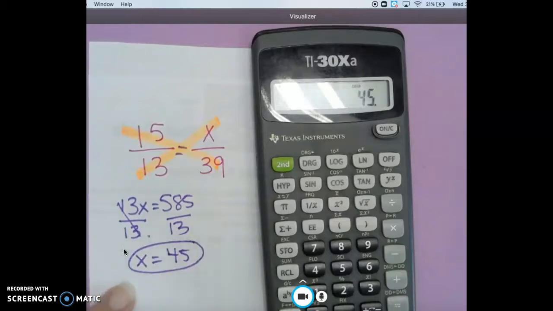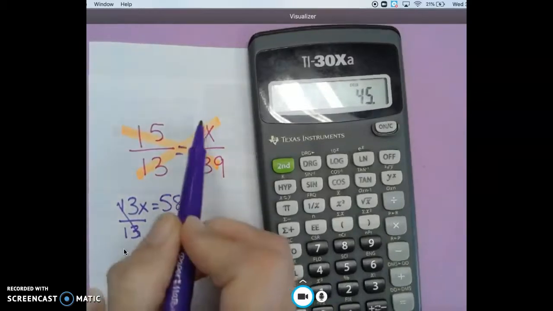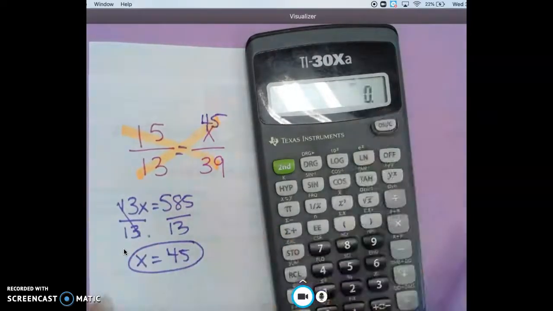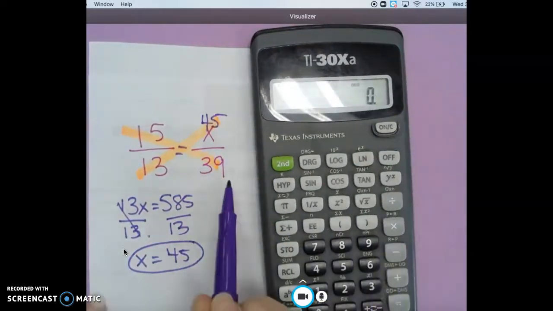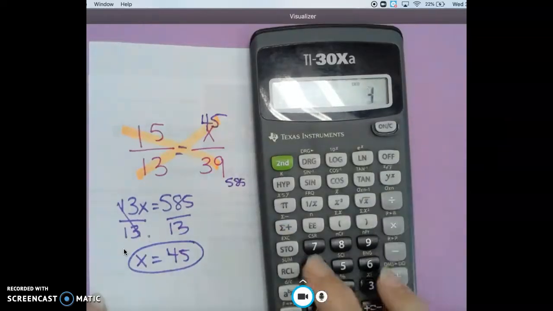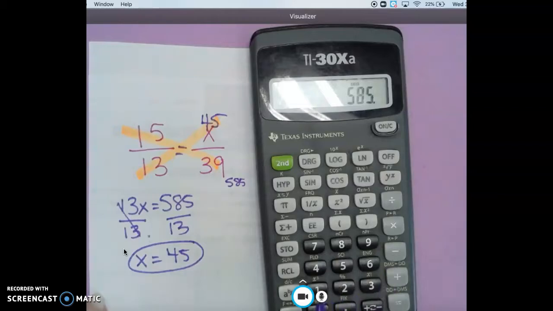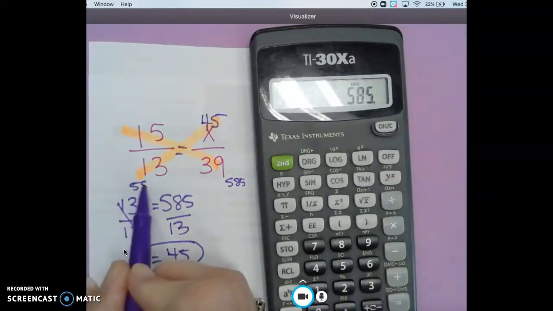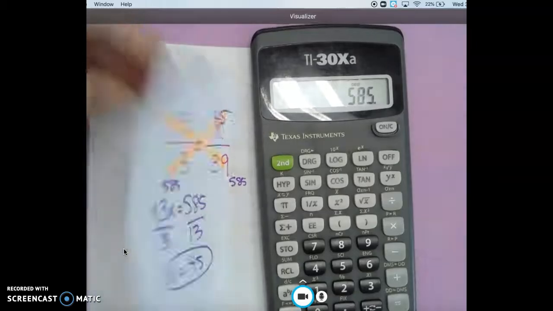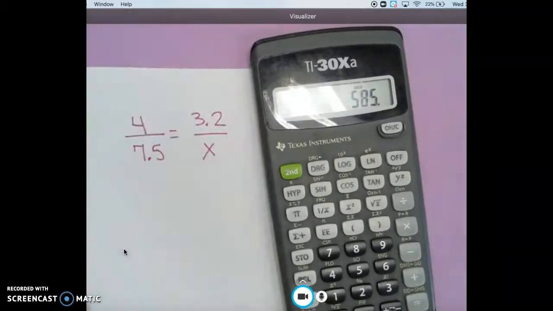45. So I'm going to take that 45, and I'm going to put it where that x is. So I've already done 15 times 39, and I got 585. Now if I do 13 times 45, I get 585 again. And that lets me know that I got that problem correct as well. All right, one more to go.